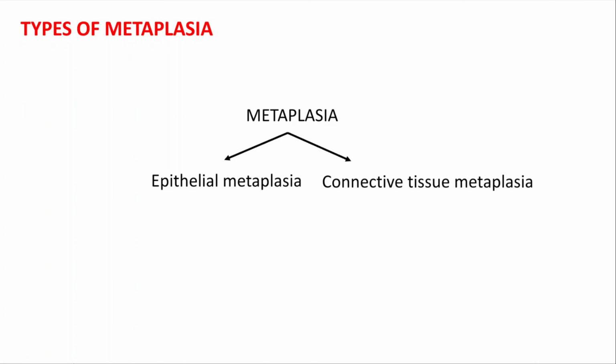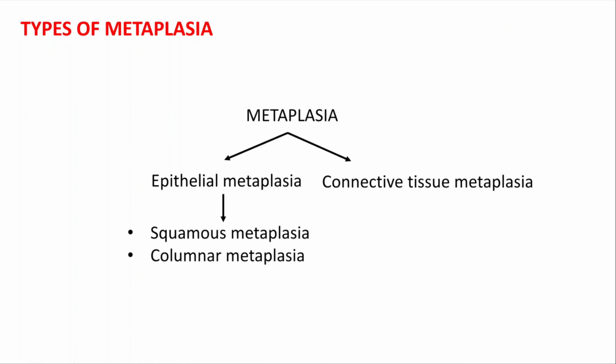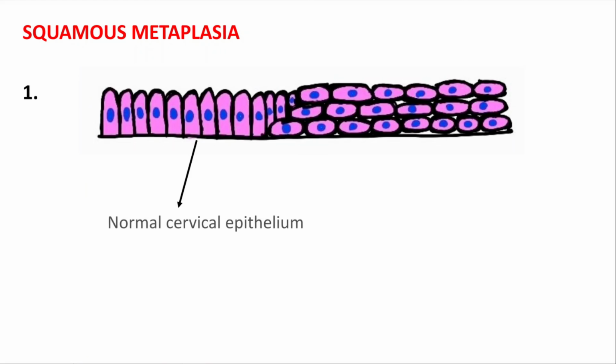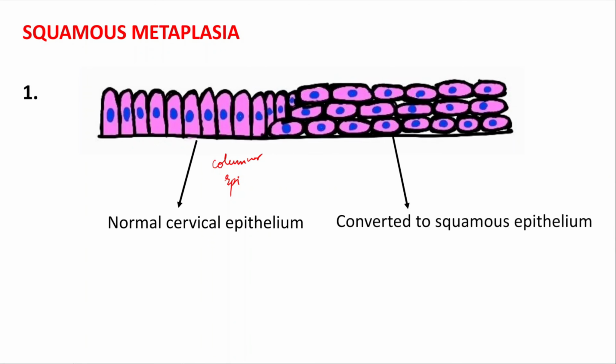So metaplasia is basically of two types, and they are epithelial metaplasia and connective tissue metaplasia. Epithelial metaplasia is of two types, and they are squamous metaplasia and columnar metaplasia. Connective tissue metaplasia mainly includes osseous metaplasia. Now let's see some examples for squamous metaplasia. The first example under this is metaplasia occurring in the cervix. The normal epithelium seen in the cervix is columnar epithelium. And this columnar epithelium after metaplasia gets converted into stratified squamous epithelium. Since the final epithelium that is formed is squamous, we call it squamous metaplasia.